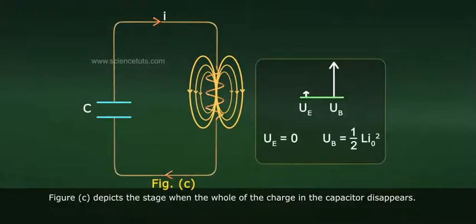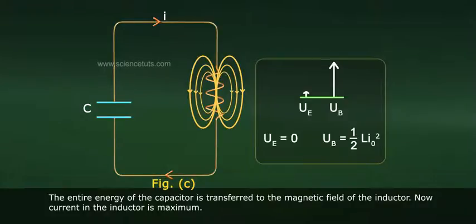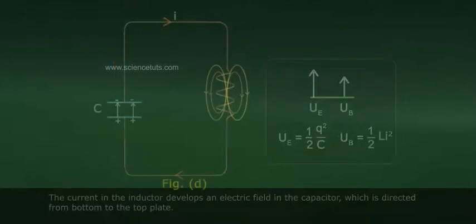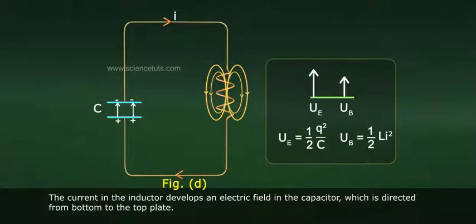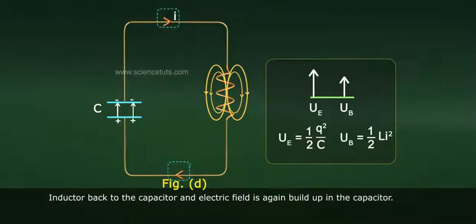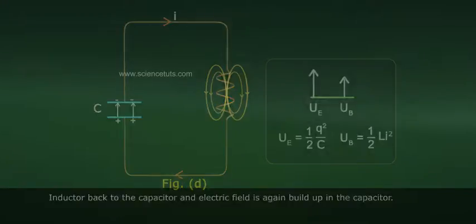Figure C depicts the stage when the whole of the charge in the capacitor disappears. The entire energy of the capacitor is transferred to the magnetic field of the inductor. Now, the current in the inductor is maximum. The current in the inductor develops an electric field in the capacitor which is directed from the bottom to the top plate. Inductor back to the capacitor, and the electric field is again built up in the capacitor.